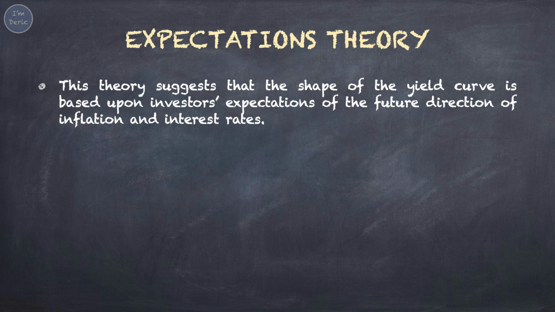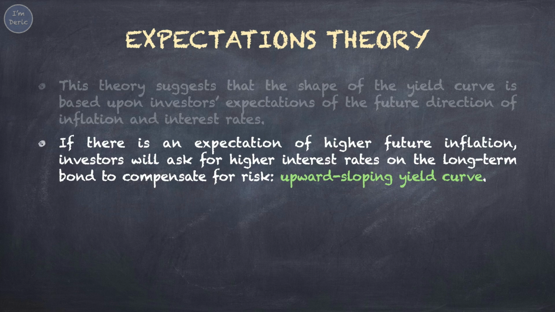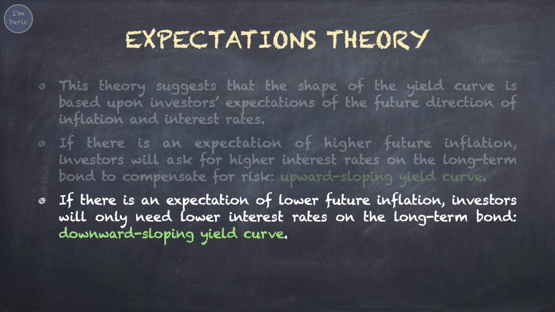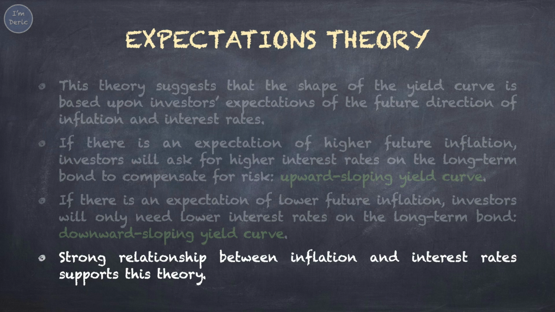This theory suggests that the shape of the yield curve is based upon investors' expectations of the future direction of inflation and interest rates. If there is an expectation of higher future inflation, investors will ask for higher interest rates on the long-term bond to compensate for risk. So, you will get an upward sloping yield curve. However, if there is an expectation of lower future inflation, investors will only need lower interest rates on the long-term bond. So you will get a downward sloping yield curve. In general, the strong relationship between inflation and interest rates supports this theory.